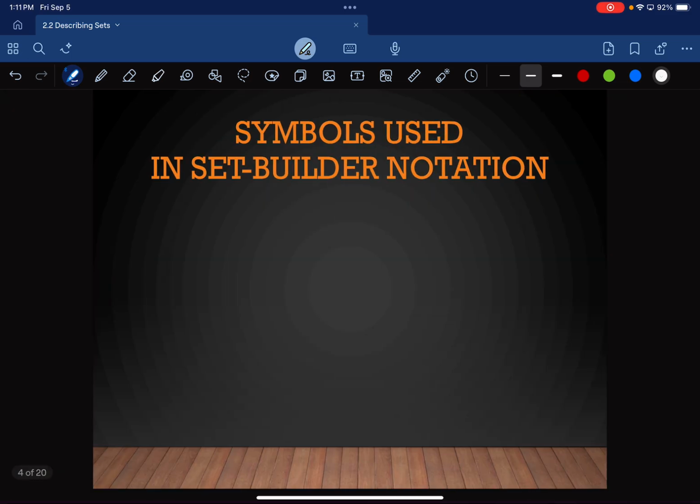I apologize. How about right here? Symbols used in set builder notation. All right, so the first one I'm going to use is this E with the line through it like that, or this C with the line through it. It's an E. This means is an element of. And what do you suppose it means if I draw a line through it? Yeah, it's not an element of, right?